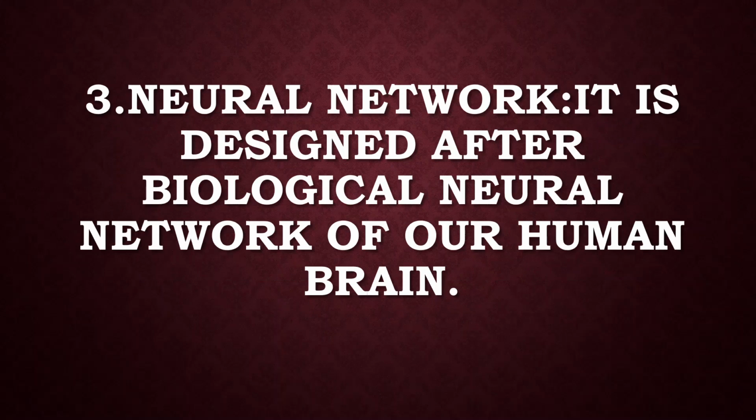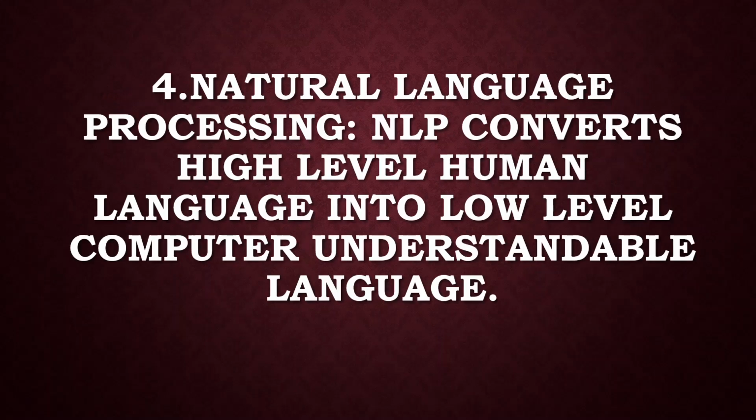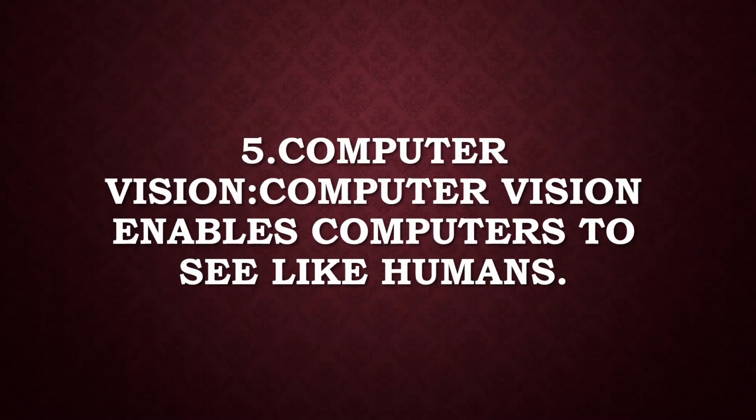Third one is neural networks. It is designed after the biological neural network of the human brain. Its function is similar to our human brain. All these things we will discuss in detail in upcoming chapters. Fourth one is natural language processing. Natural language processing is used to convert high level human language into low level computer understandable language. Now computer vision enables computers to see like humans.